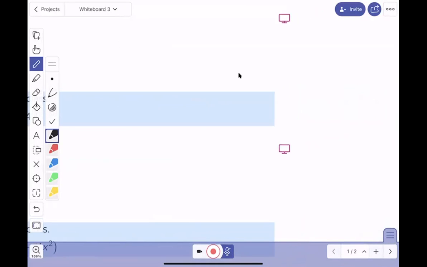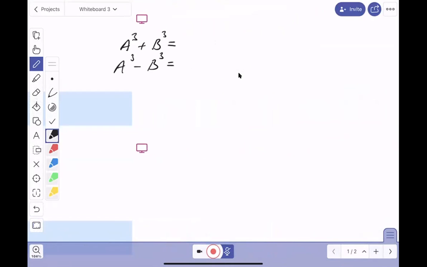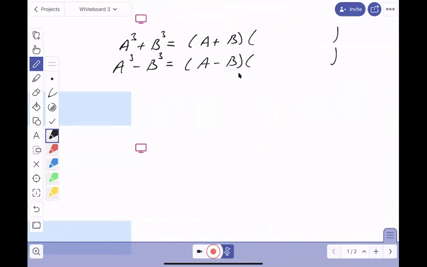I'm going to write this on the side for you. The special patterns to remember are a cubed plus b cubed, you need to know this one, and a cubed minus b cubed. These are the only two that I'm asking you to memorize because most students can't do it by trial and error. Well, let's write this down. This one's going to be a plus b, this one's going to be a minus b, and that's going to be multiplied by a quadratic: a squared minus ab plus b squared.